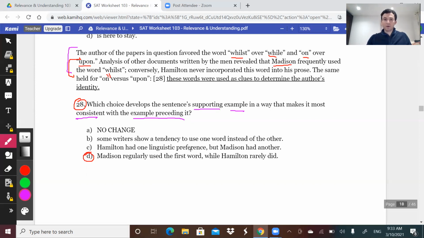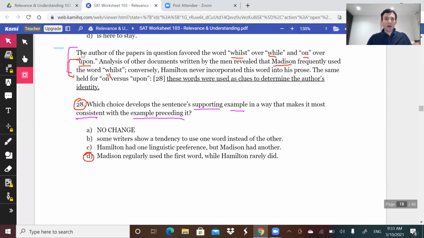"Hamilton had one linguistic preference, but Madison had another." Getting closer, but it's not following the same pattern. "That Madison uses it, Hamilton doesn't." This is very vague and nondescript, so it's not really helping. So at the end of the day, with these specific task ones, you want something that is descriptive and answers the question. You want to avoid anything that's vague and doesn't really add anything, and something that doesn't actually complete the specific task that they give you.